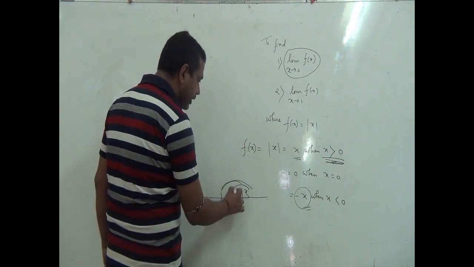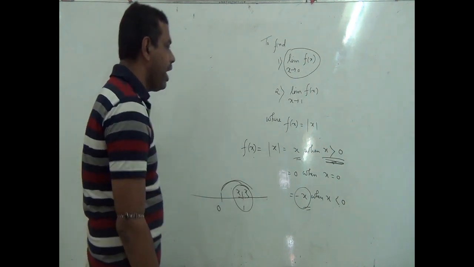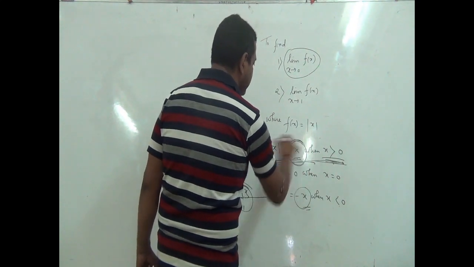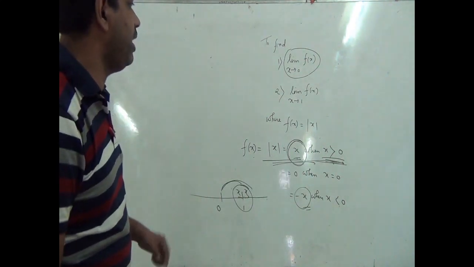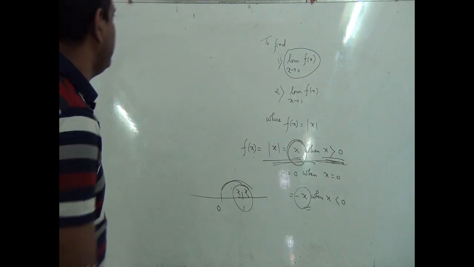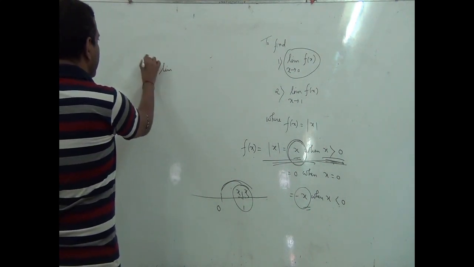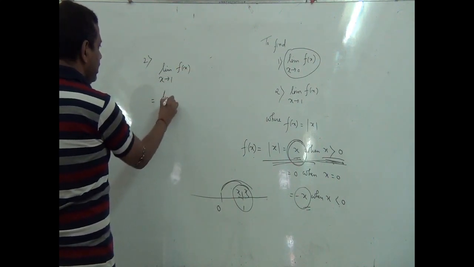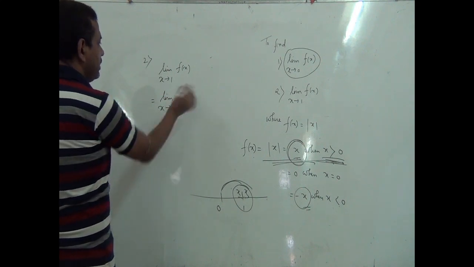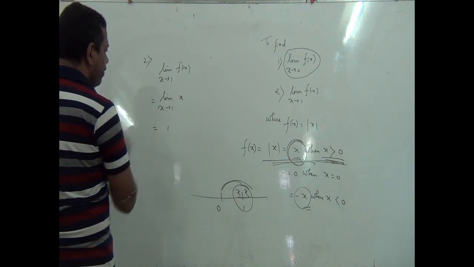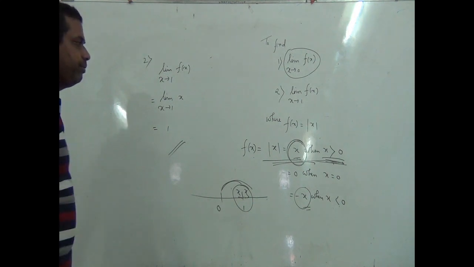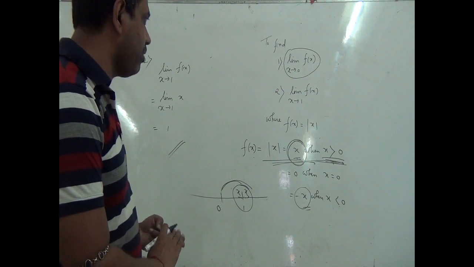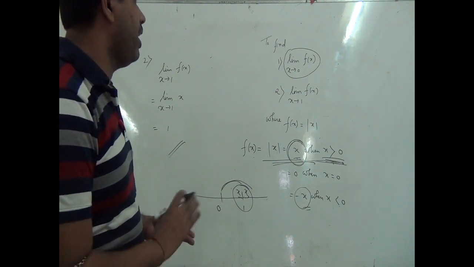In both cases, left hand side and right hand side of 1, f of x is given a single value of x. So here we don't need left hand limit and right hand limit. We directly find the limit. Second one, limit x tends to 1 f of x. Since f of x is x, so we write 1. So from these two problems, we understand when left hand limit and right hand limit are required and when they are not required.